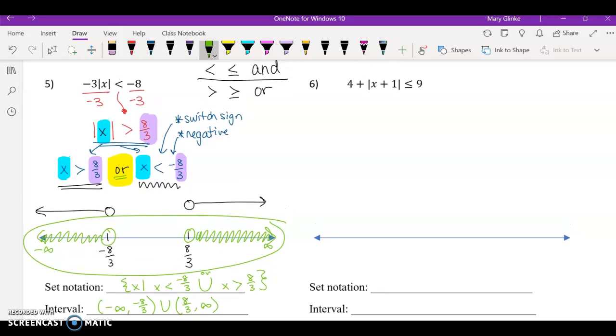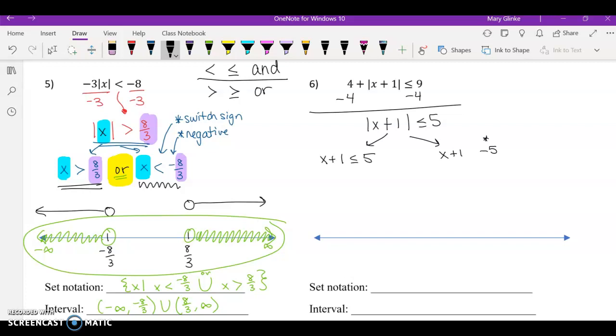So let's go ahead and try another one of these. So we're going to go ahead and get the absolute value alone first by subtracting 4 from both sides. We get the absolute value of x plus 1 is less than or equal to 5. Here's where we split it up into two different inequalities. We write x plus 1 is less than or equal to 5, so we leave that one alone. We're going to leave alone x plus 1. We're going to negate the 5, and we're going to switch our sign. Once we've done both of those, we can also then write what word is going to go in between here. So since this is a less than, this ends up being an and problem.